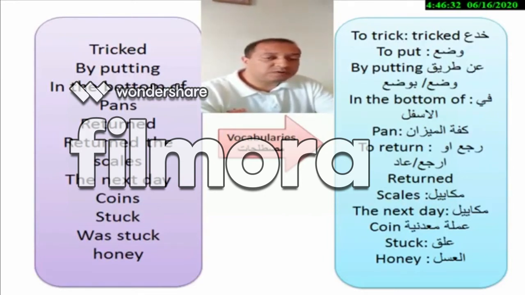And we have also the verb to put, which means وضع. And pay attention, the past of this verb is put, no change, just drop the to. Yes, it is irregular. But here in the passage we have the phrase by putting, بمعنى بوضع, and we will explain exactly what it means inside the passage. We have also in the bottom of, which means في الأسفل. Here the F is pronounced V. We have a pan, which means كفة الميزان.